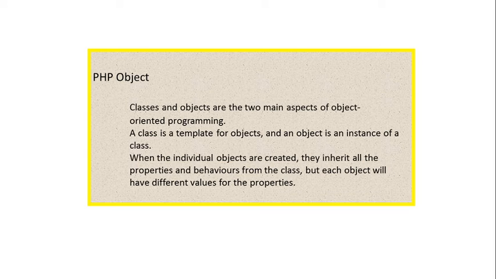Next one is PHP objects. Classes are central to object oriented programming. A class is a template for objects, and an object is an instance of a class. When the individual objects are created, they inherit all the properties and behaviors from the class, but each object will have different values for their properties.